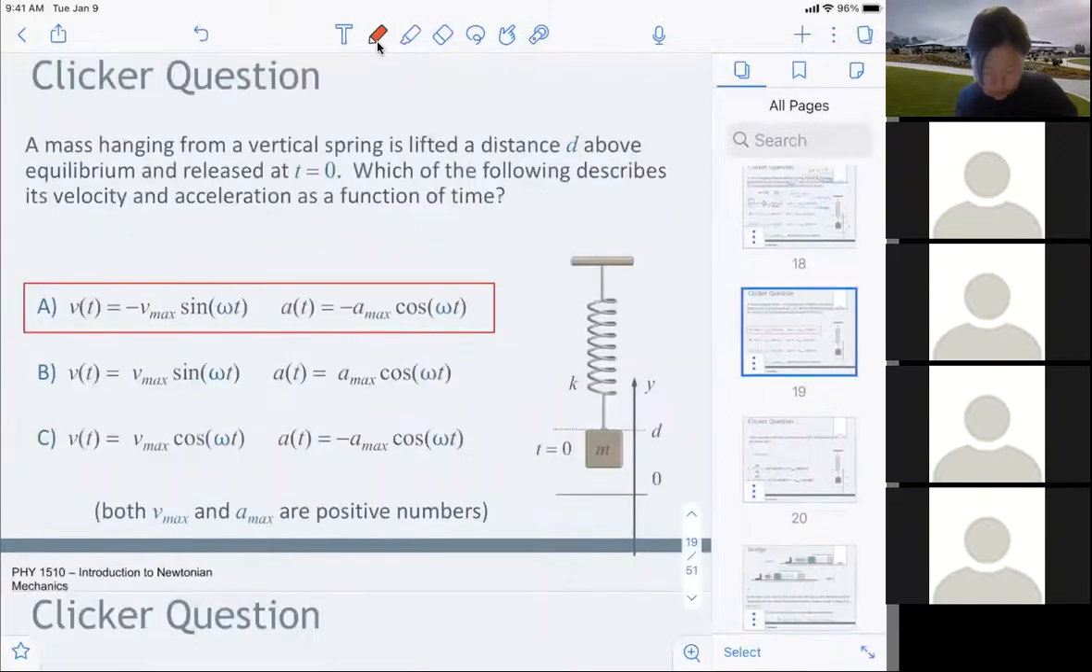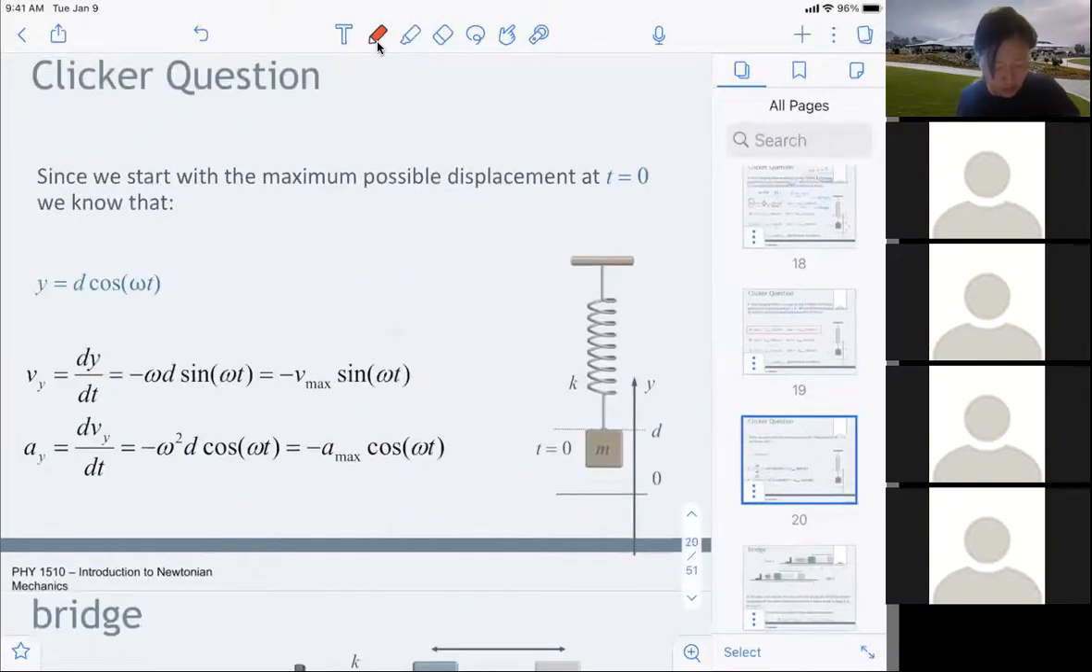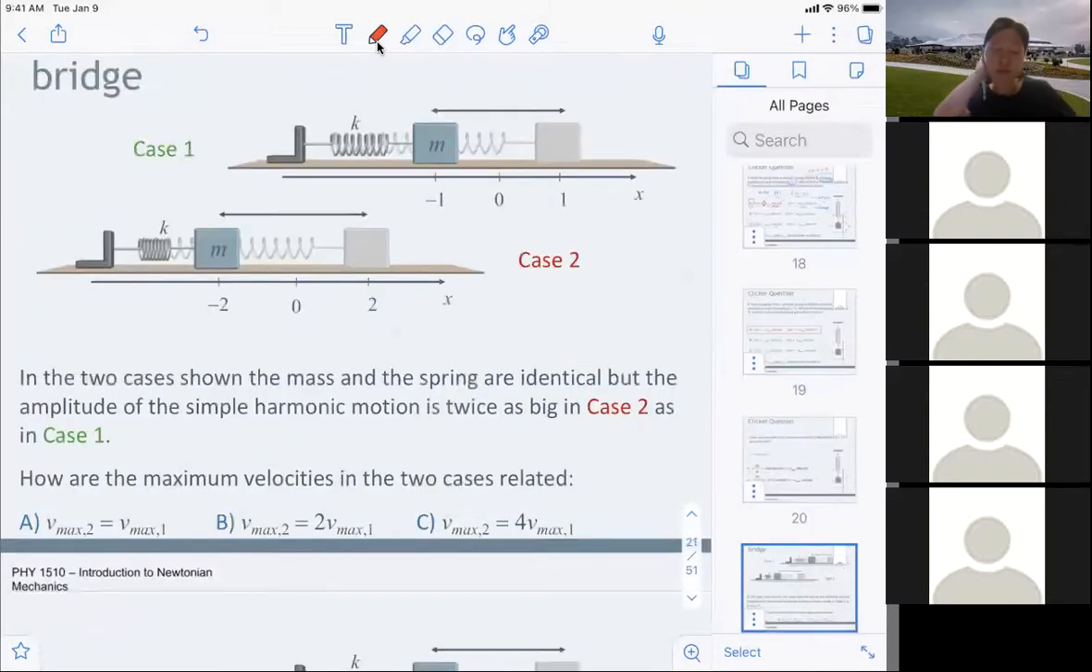Wait a minute. Okay, so this is one we just did. We did this method already. All right, so going back to a bridge question, by looking at two simple harmonic oscillators going back and forth. There are two cases. You can see what they have in common is they have the same spring and the same mass. What is different between them is that one of them is let go at -1 units.